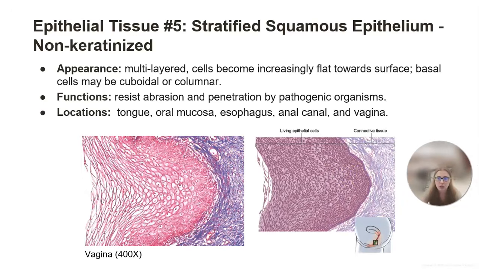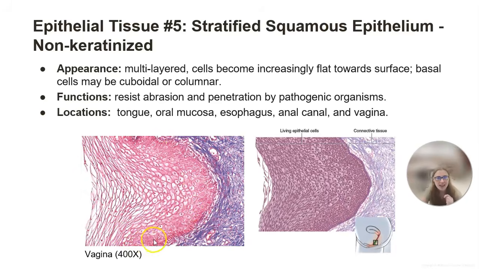So starting off here with our stratified squamous epithelium, non-keratinized. Non meaning not keratinized. Keratin is a structure that is going to create a really hard external surface. Think of your hair. Your hair is made of highly keratinized cells. So non-keratinized cells are going to be cells that are still soft and alive at the surface of this tissue type. So here we have our stratified squamous epithelium.